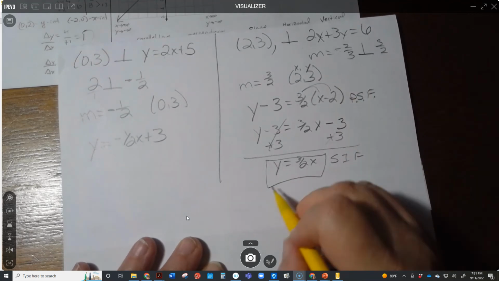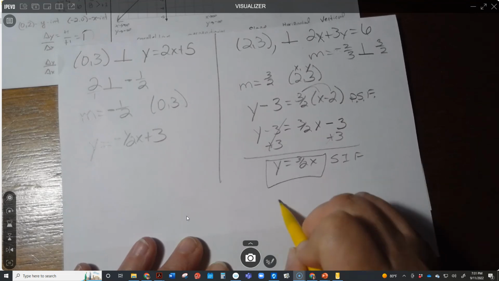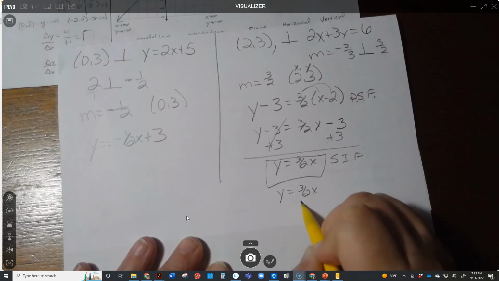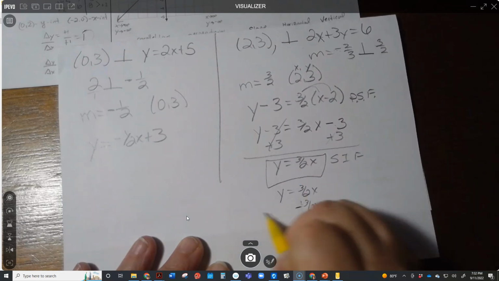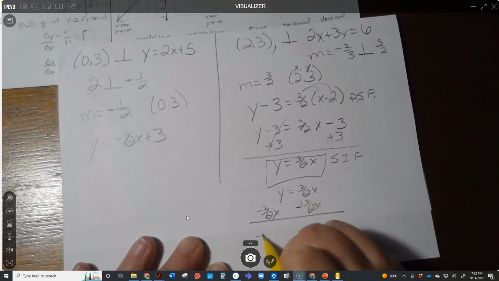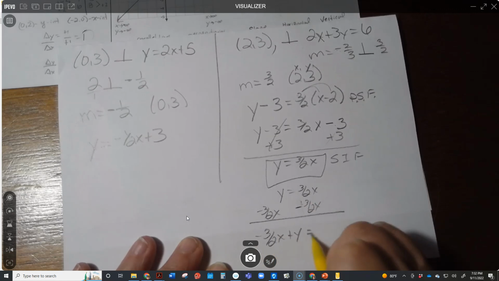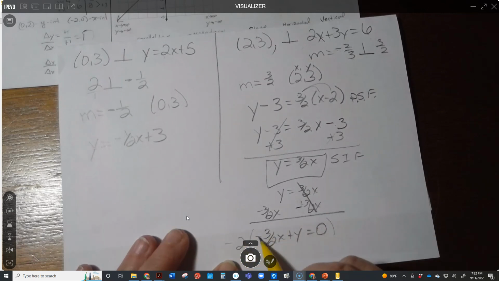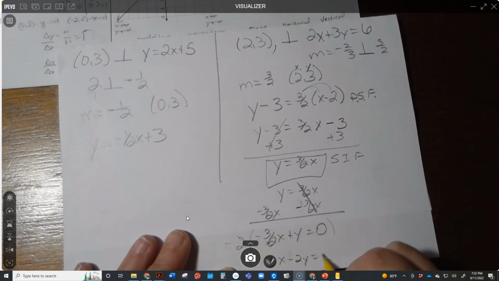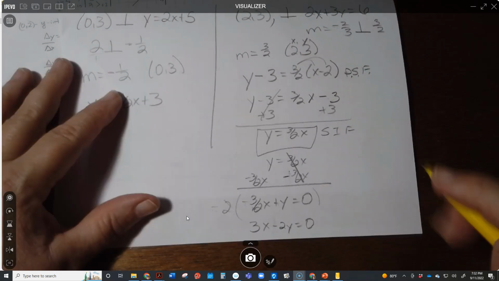And then if they wanted me to change this to standard form, I would add 3 over 2x. No, sorry, it's already a positive. I would subtract 3 over 2x from both sides. That left me with 0. I would multiply by a negative 2, a negative to get rid of the negative, and a 2 to get rid of the 2. Negative times a negative is a positive. The 2's cancel out, so it's 3x. A negative times a positive is a negative 2y equals 0. So that would be the standard form.